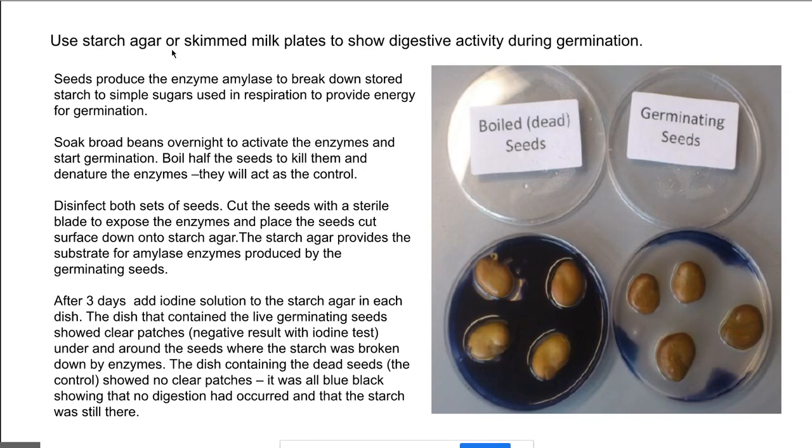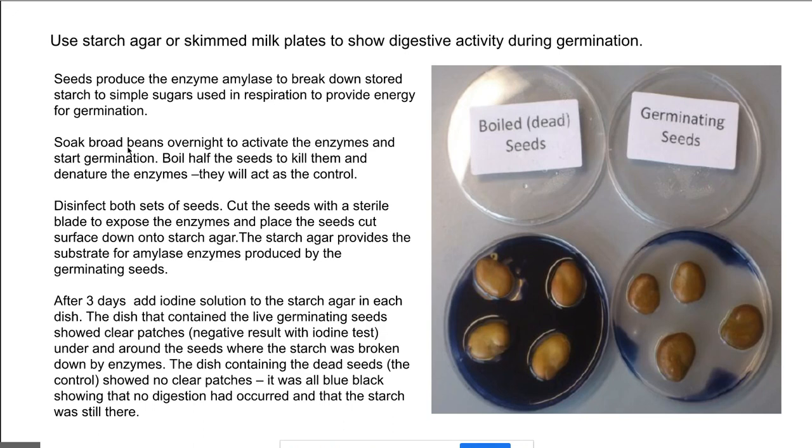And finally, this experiment is investigating the enzyme that is produced during germination. So we're using starch agar to show digestive activity during germination. So the background to this, we've covered it already. Seeds produce the enzyme amylase to break down stored starch to simple sugars used in respiration to provide energy. So the seeds are making amylase. Amylase, remember, breaks down starch to produce simple sugars.